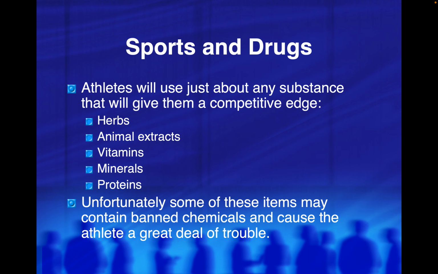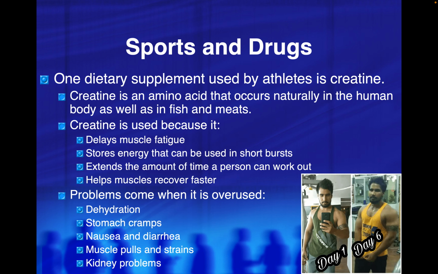Athletes will use just about any substance that will give them a competitive edge: herbs, animal extracts, vitamins, minerals, proteins. Unfortunately, some of these items may contain banned chemicals and cause the athlete a great deal of trouble. One dietary supplement used by athletes is creatine. Creatine is an amino acid that occurs naturally in the human body as well as in fish and meats. Creatine is used because it delays muscle fatigue.